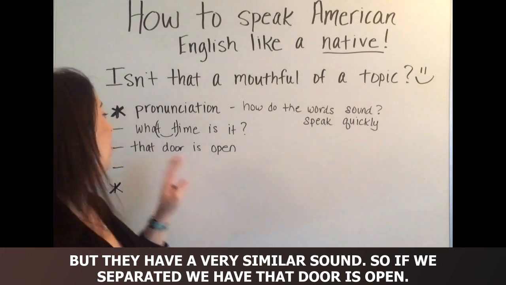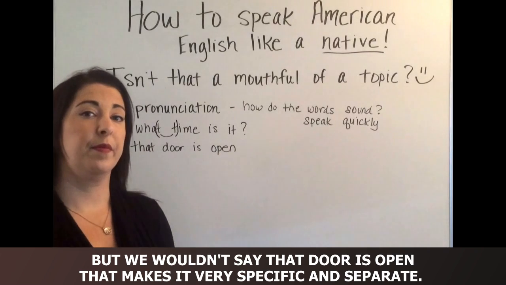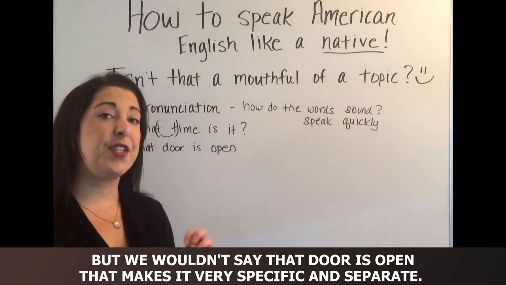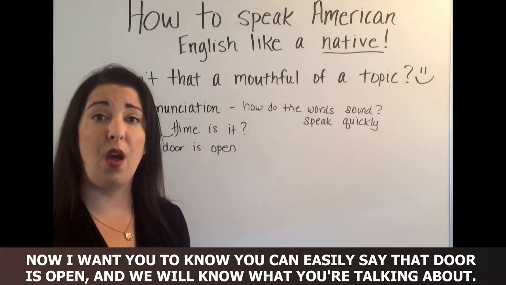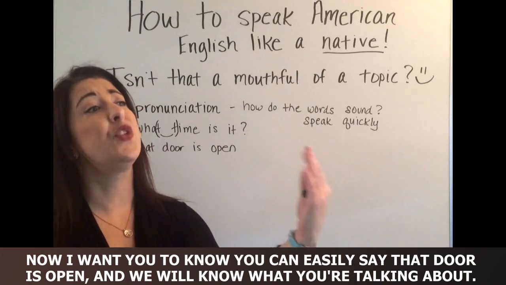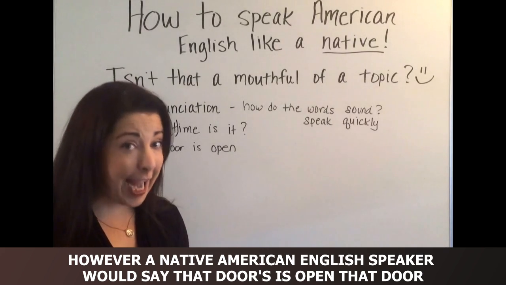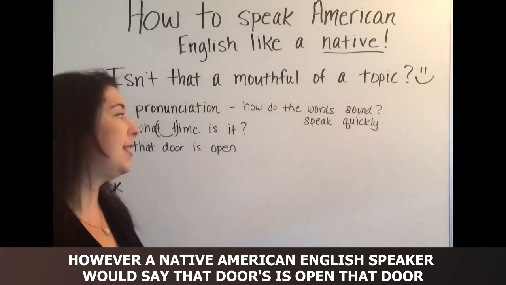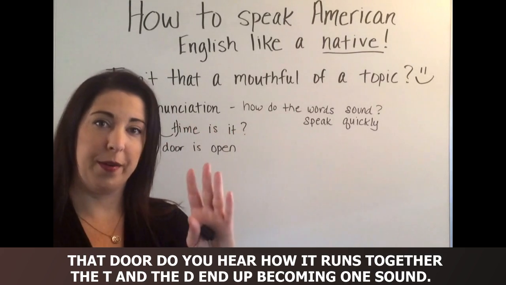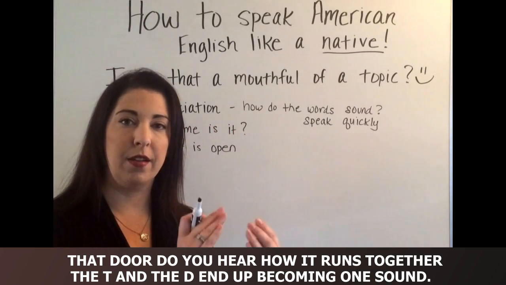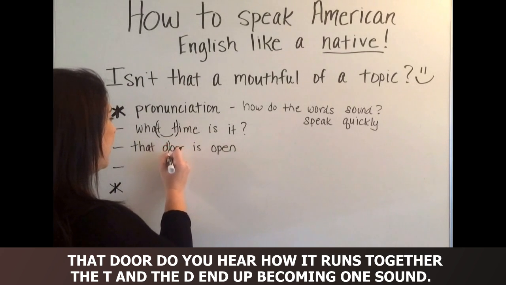So if we separate it, we have that door is open. But we wouldn't say that door is open. That makes it very succinct and separate. Now, I want you to know, you can easily say that door is open, and we will know what you're talking about. However, a native American English speaker would say, that door is open. That door. That door. Do you hear how it runs together? The T and the D end up becoming one sound.